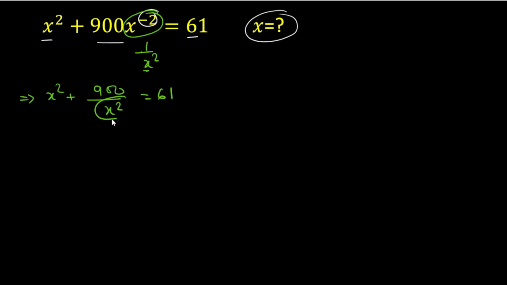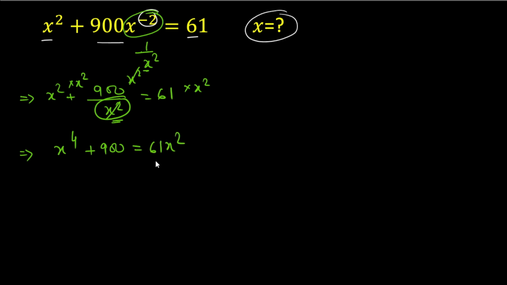Now from the denominator we have x square. For removing this x square, we'll multiply both sides by x square. So here we'll get x raised to the power 4, and the x square in the denominator gets cancelled, so here we have only plus 900, and on the right hand side that is equal to 61 x square.